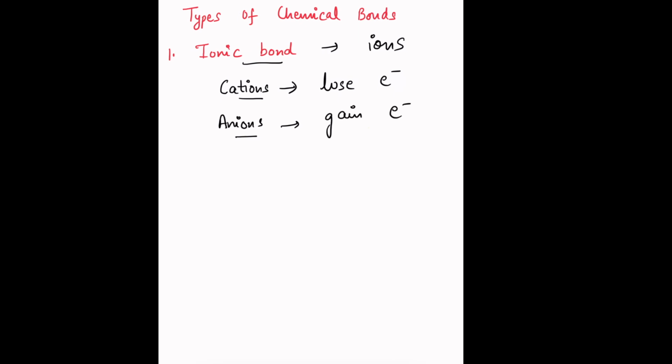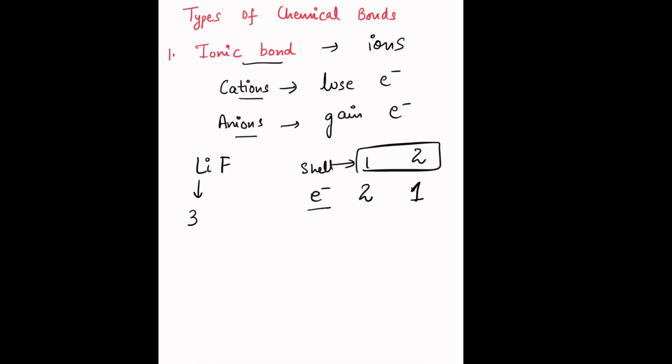Let us understand with a simple example, lithium fluoride. The atomic number for lithium is 3. So if we look at the electronic configuration, shell 1 can only have a capacity of 2 electrons, while shell 2 will be filled by the remaining one, which is 1 electron. Just don't get confused. These are the numbers of the shells, first and second, and this is the electron. So the first shell has a maximum capacity of 2, and the second shell has 1. This is the configuration for lithium.